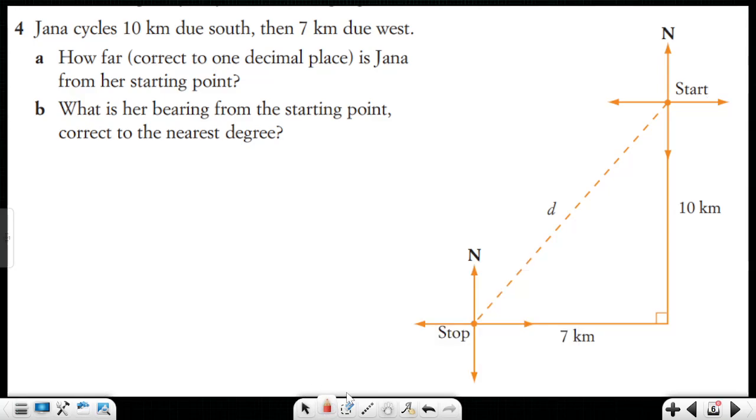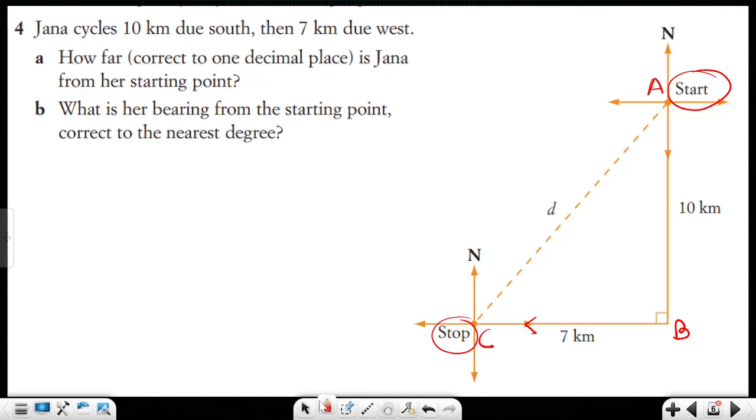So if you see here, Jana cycles 10 kilometers due south and then 7 kilometers due west. Okay, I showed the arrow mark wrong. I think we should show it like this. How far is Jana from her starting point? Okay, this is the starting point and this is the stop point. So let's put the names A, B, C.